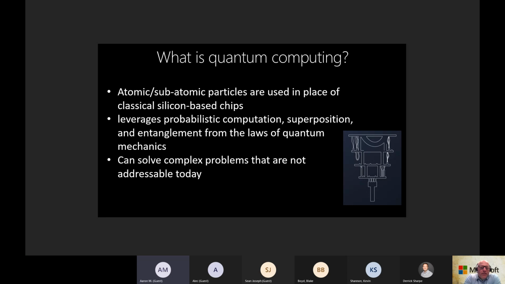There's lots of big concepts in quantum computing, but I would say there are really three that rise to the top. One of them is probabilistic computation. One is superposition, and then of course quantum entanglement, which are all derived from the laws of quantum mechanics.